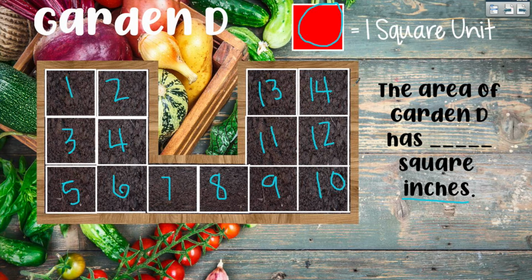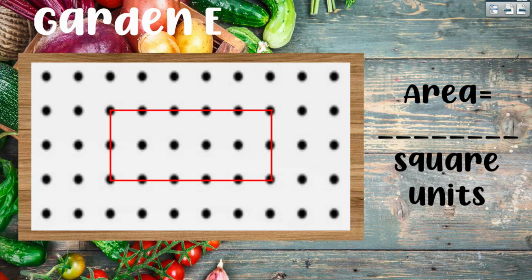So by counting the squares, I was able to find out that the area of this different shape has 14 square inches. So for my answer, I'm going to write the area of garden D has 14 square inches. Great work, guys. Let's move on to garden E. Garden E also looks very different from my other gardens. This is a garden I have yet to make.